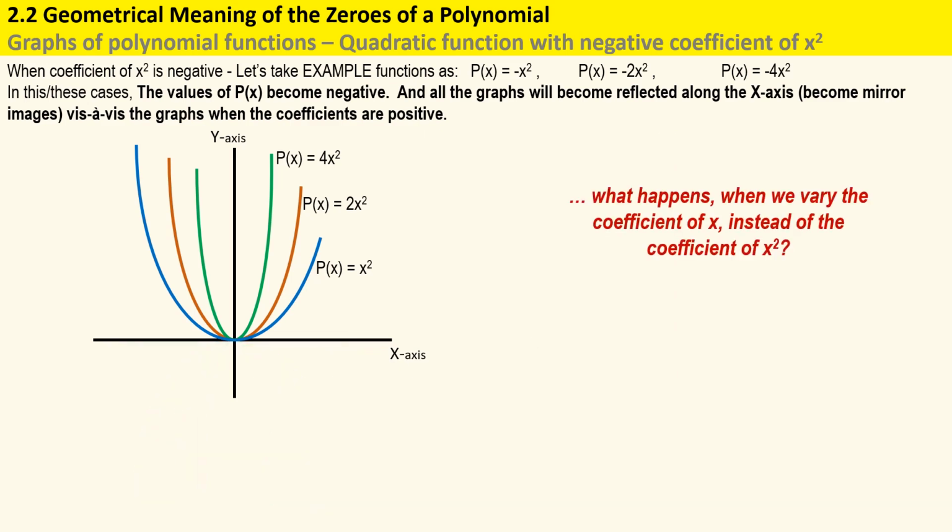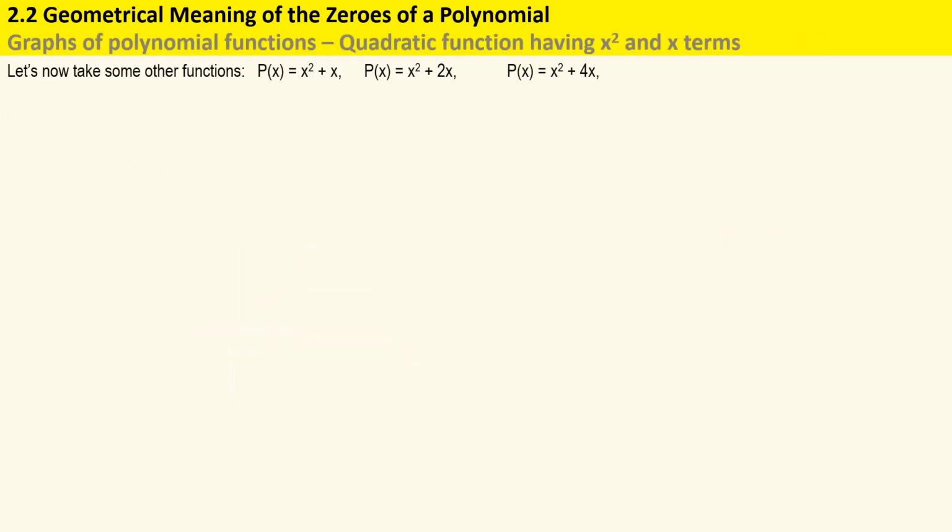So now let's take the next case and see, instead of varying the coefficient of x square, why don't we vary the coefficient of x? So let's see what happens when we vary the coefficient of x instead of coefficient of x square. And we will do that by first taking examples. Let's take example functions as x square plus x. Another example we have x square plus 2x. Another we have is x square plus 4x.